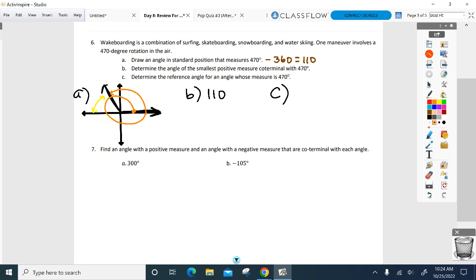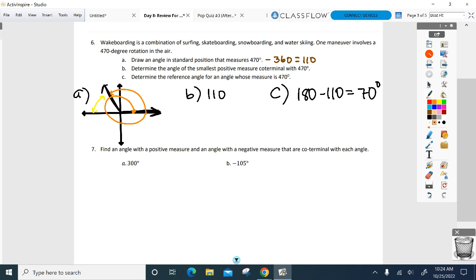So here is your reference angle. How do I find it? Go ahead, Nick. You take the quadrant line on the bottom, and you subtract that from your answer. So what do I got here? 180 minus 110. Yep, you get 70.